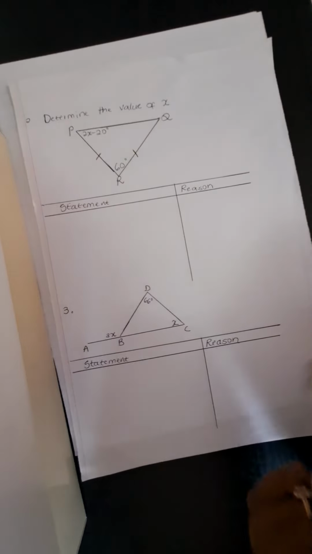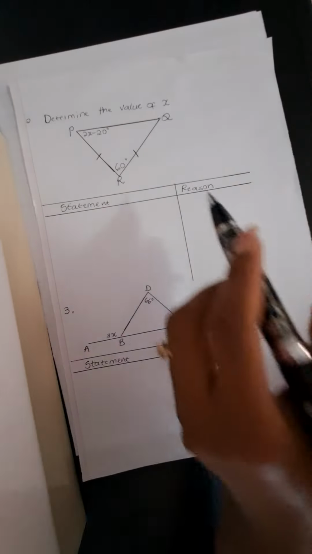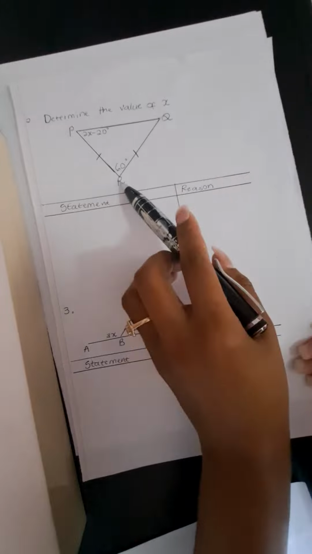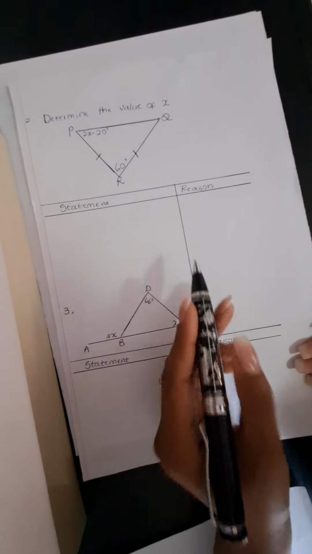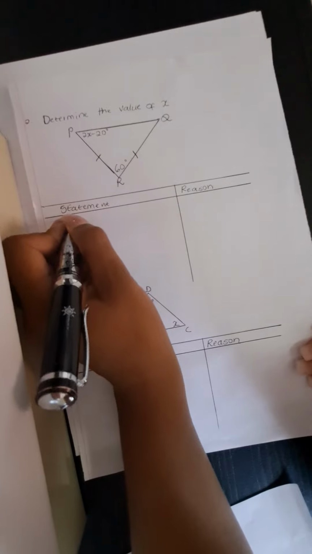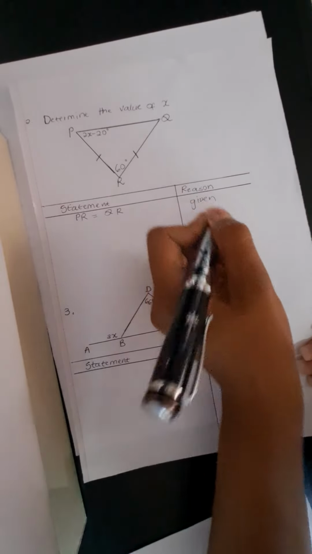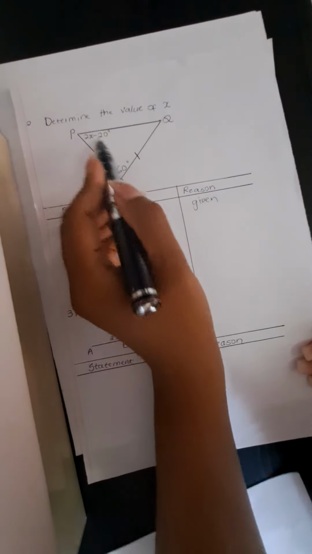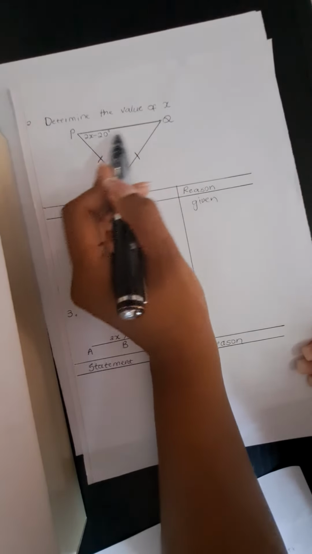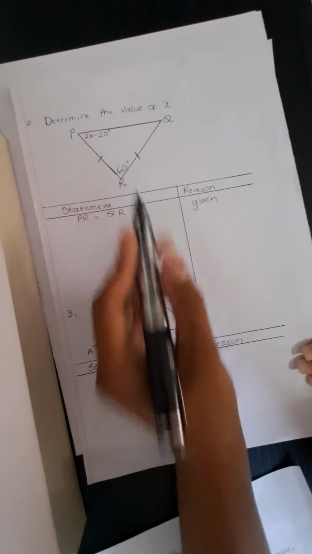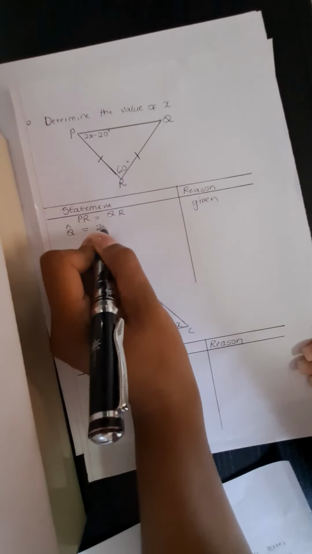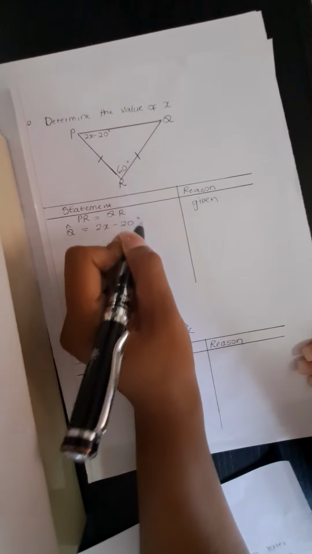Let's work on number 2. They are telling us to determine the value of X. If you check, PR is equals to QR, because they did indicate with those lines, meaning the sides are equal. So you will just say PR is equals to QR given. Okay. Since PR is equals to QR, that means these angles should be equal, because this is the isosceles triangle. So that means angle Q will be equals to 2x minus 20 degrees.